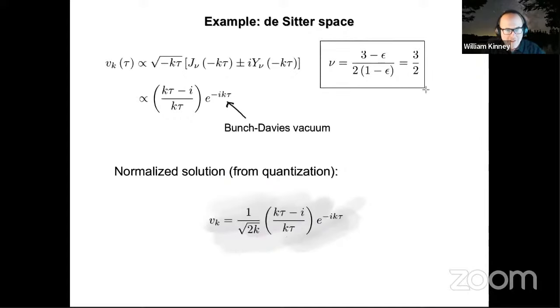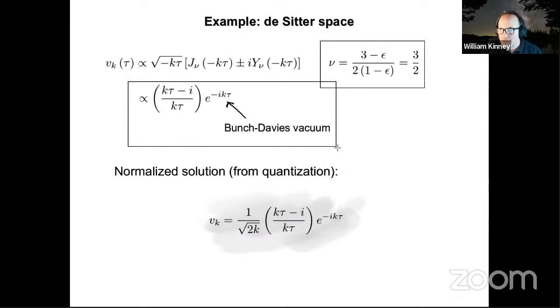The simplest example is de Sitter space. When epsilon is equal to 0 and I have exactly exponential expansion, P is equal to minus rho, I have a cosmological constant. The order of this Hankel function is 3/2. And so in fact, I have an exact solution where the Hankel function looks like this. And I have already assumed the Bunch-Davies vacuum, that I have only taken the e to the minus ik tau solution.